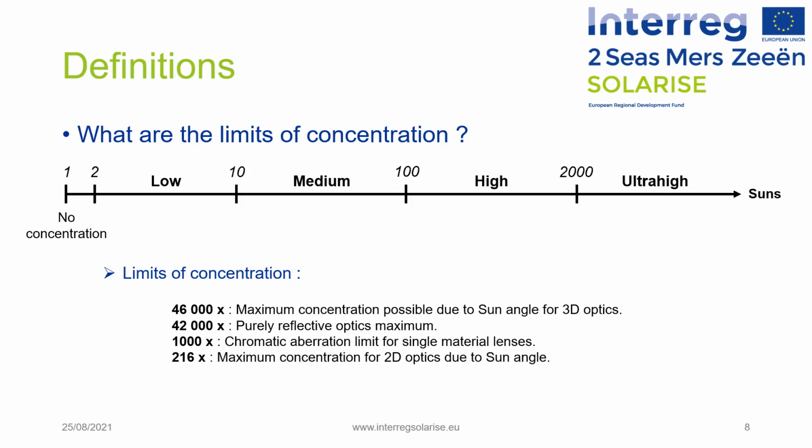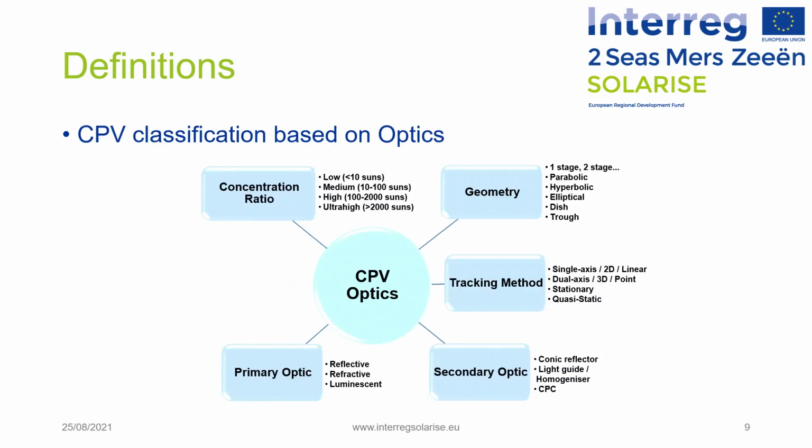However, it is not the only one. Indeed, if we are looking at classifying CPV technologies, there are several ways to do so. However, they all remain based on optics, but it can be in function of their geometry, the types of their primary or secondary optics, or their tracking method. Nevertheless, the classification based on the concentration ratio remains the most usual and convenient.